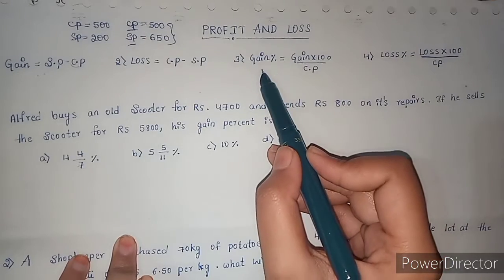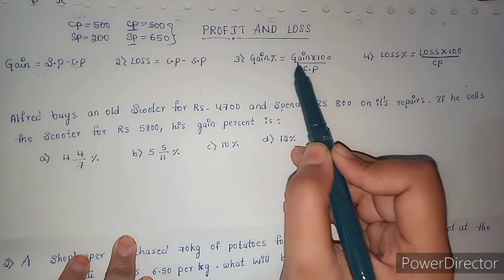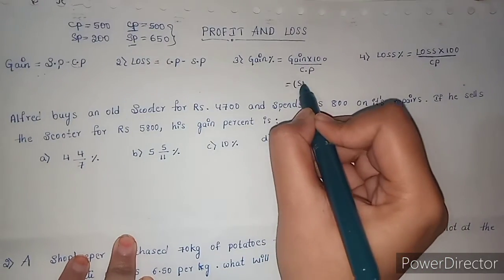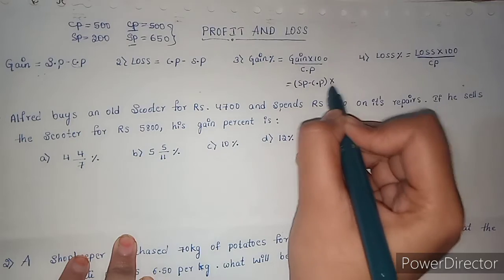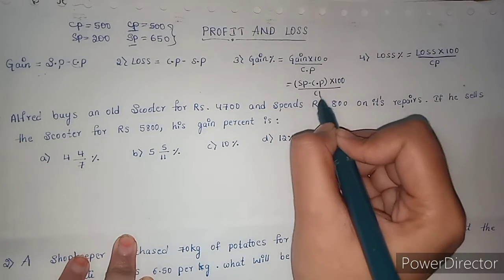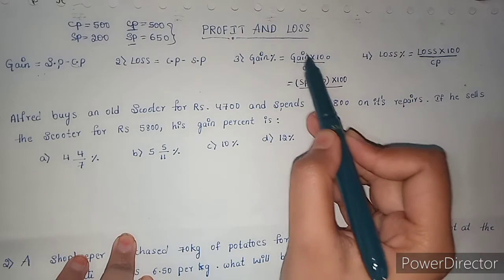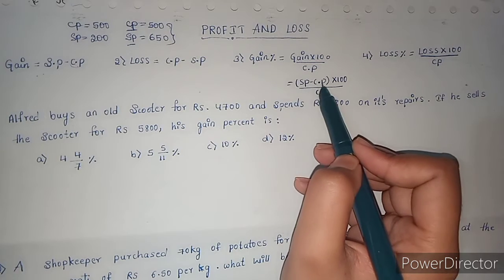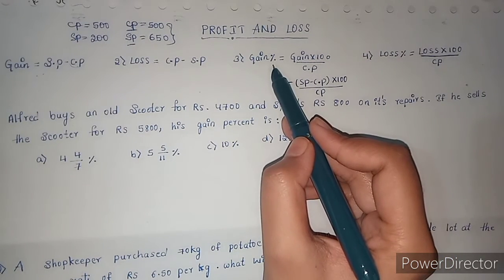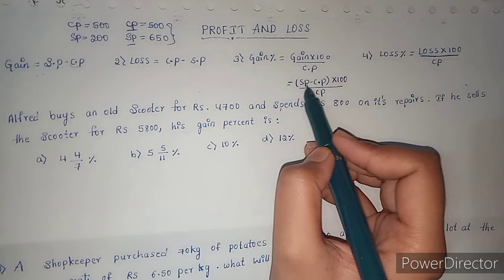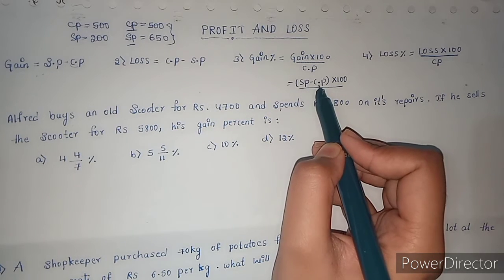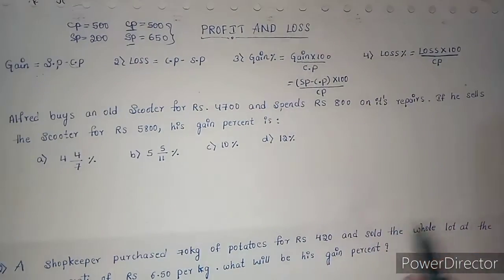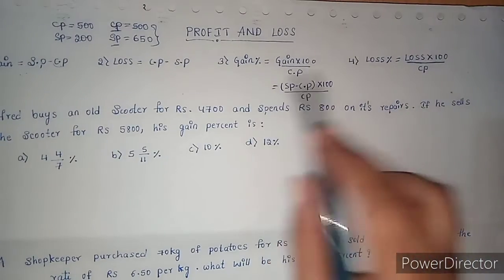When you are asked to find gain percent, it is gain into 100 by cost price. What is gain? Gain is selling price minus cost price, so it is selling price minus cost price into 100 by cost price. Sometimes the gain will be directly given in the question, but sometimes selling price and cost price will be given and you are asked to find gain percent. At that time you should subtract cost price from selling price to obtain gain, so that you can find gain percent easily, right?